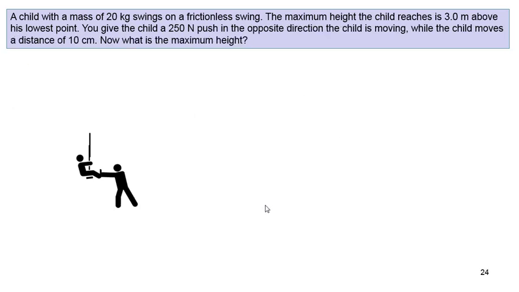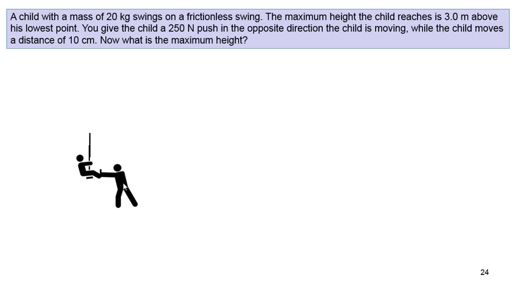Let's just do one more problem to help us see what's happening here. In this case, everything is the same, except now you're going to push on the kid in the opposite direction. So while the kid is swinging towards you, you exert a force on him. And I hope you can see that when you do that, you are going to be doing negative work. You're pushing to the left while the kid is moving to the right. You are doing negative work.